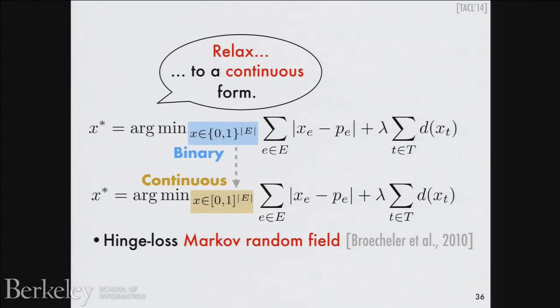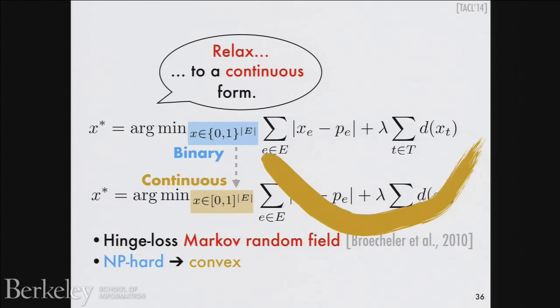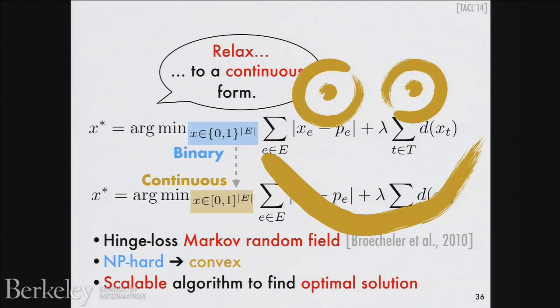And now what's nice when we relax this is that it can be shown that this formulation is equivalent to what's called a hinge loss Markov random field, which is a type of probabilistic graphical model. And again, I'm not going to go into the details here, but the punchline is that the problem then isn't NP-hard anymore, but that it's a convex numerical problem. And we all know what that means. It's good news because there are scalable algorithms for finding the exact optimal solution for those.